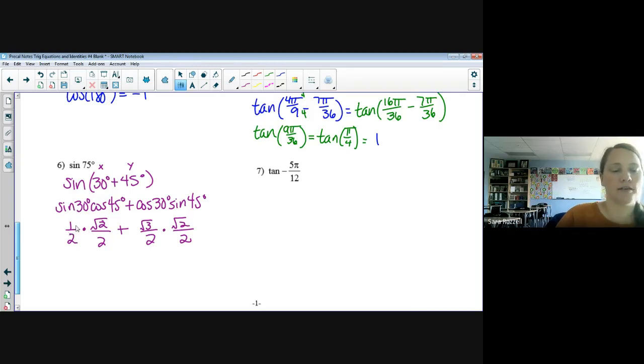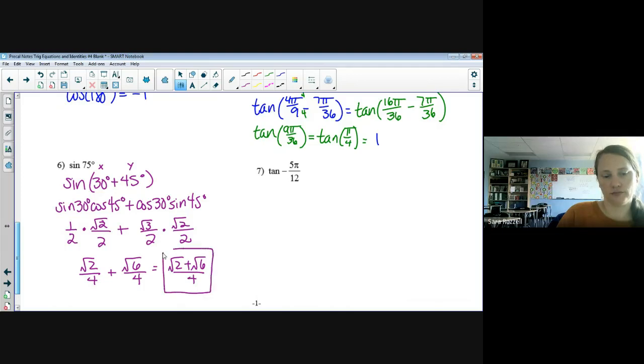Okay. Now we're just going to multiply the things that need to be multiplied together. That's going to be root 2 over 4 plus root 6 over 4. So our answer would be root 2 plus root 6 over 4. We find the two things, use the formula, write the numbers from the unit circle, and then multiply them as we need to.